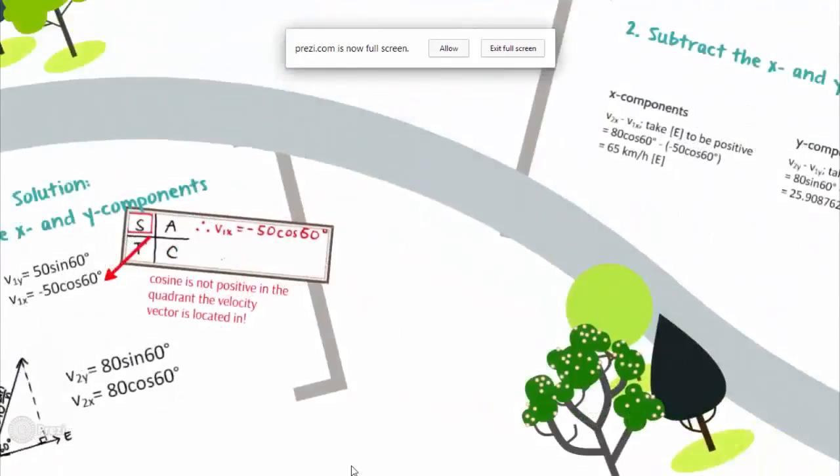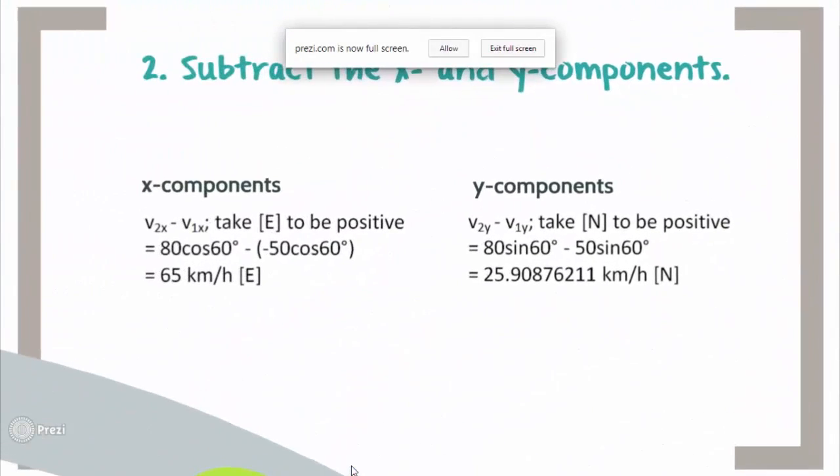Now we have to subtract the x components of the final and initial velocity vectors, and the y components of the final and initial velocity vectors. You can consider this as vector addition of a positive final velocity vector and of a negative initial velocity vector. We take north and east as positive, obtaining a final value of 65 kilometers per hour east for the x component and 25.9087611 kilometers per hour north for the y component.